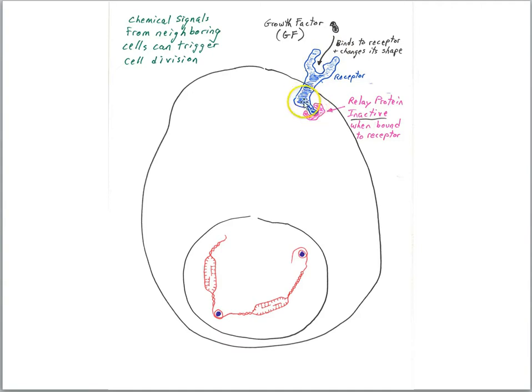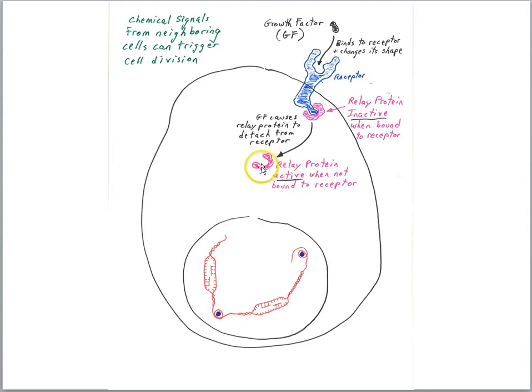You can see this little blue part of the protein down here is connected to this pink relay protein. Now, when this relay protein is stuck to the blue receptor, it is inactive. But we're going to see that the binding of this growth factor is going to trigger a change in the receptor protein, and this pink relay protein will become active. So let's see what that looks like. Here we see that when this growth factor binds to the receptor, it changes its shape, and the pink relay protein detaches, and now it becomes active.